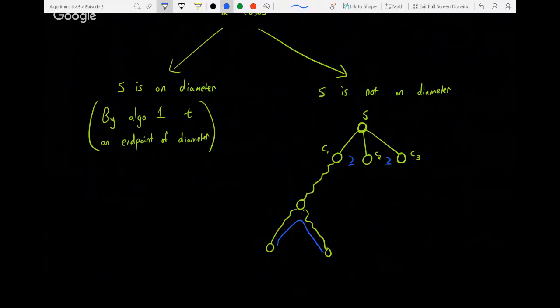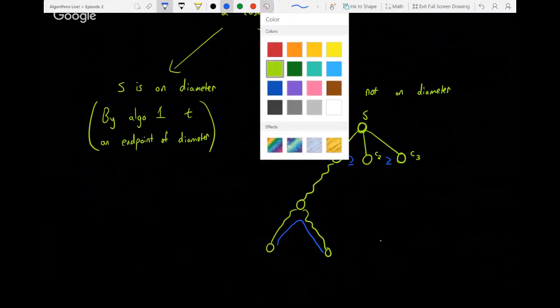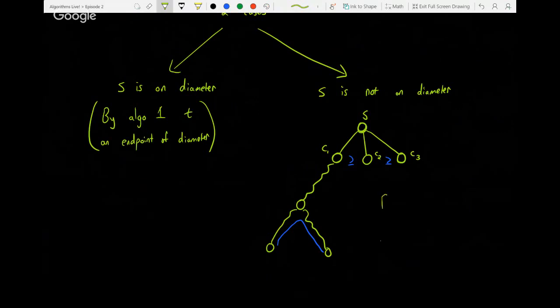And so what I'm going to say is I have property I. So I'll call this property I. And what this basically says is C1 contains a diameter.